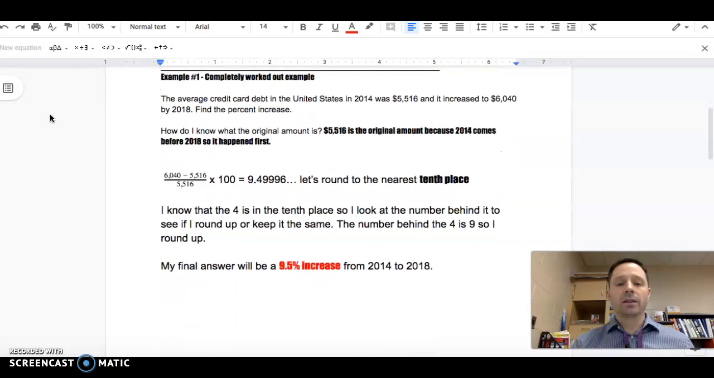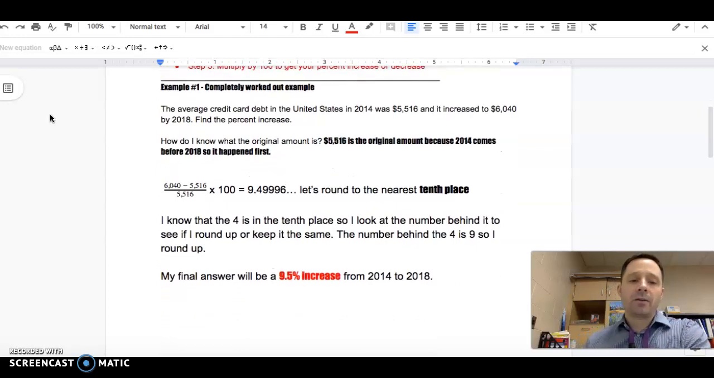All right, so let's look at an example problem here. The average credit card debt in the United States in 2014 was $5,516, and it increased to $6,040 by 2018. So we know that 6,040 is greater than 5,516, so this is a percent increase problem. How do I know what the original amount is? Well, 5,516 is the original amount because the year 2014 comes before the year 2018, so it happened first. So it has to be the original amount.